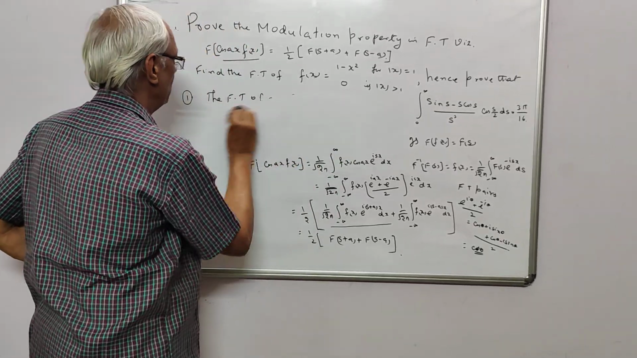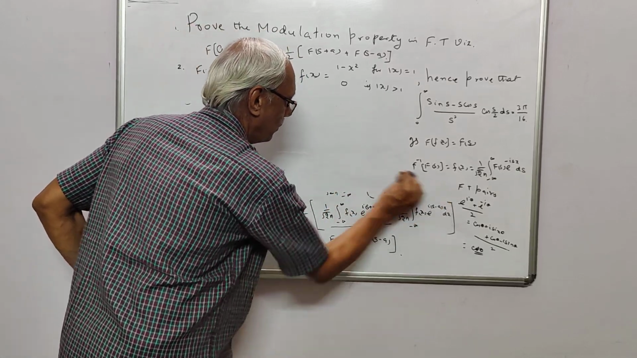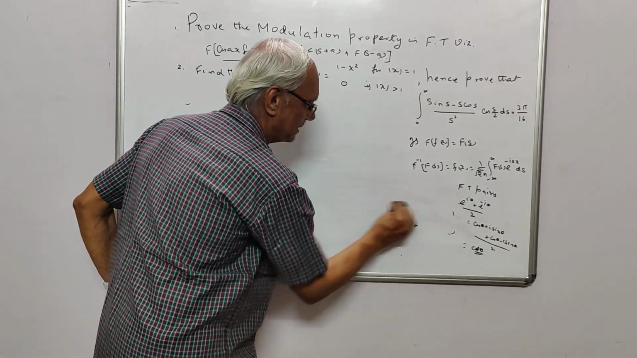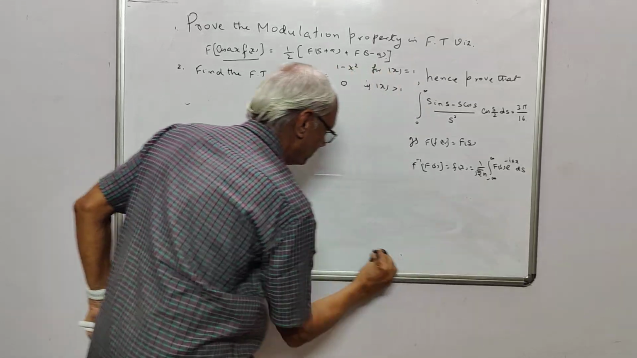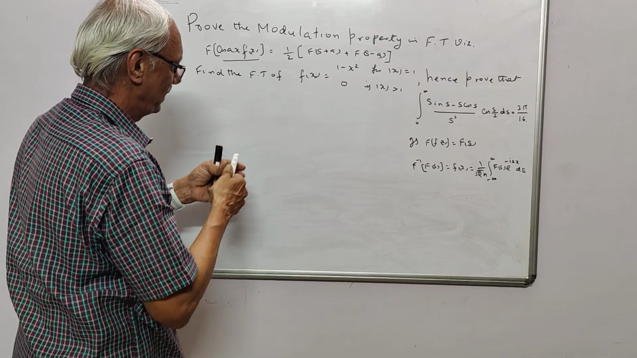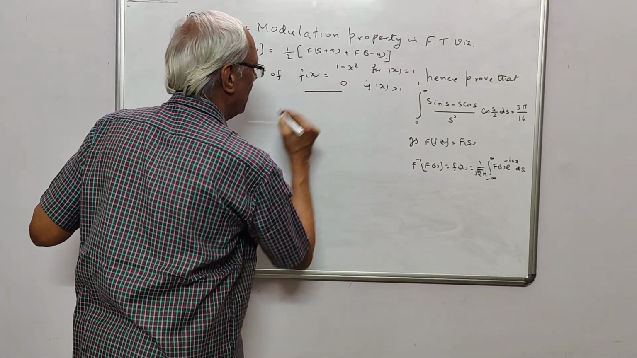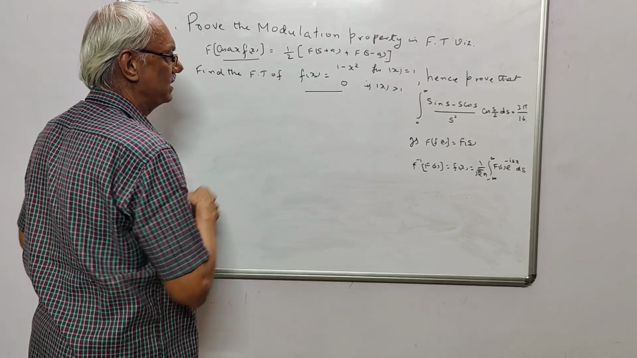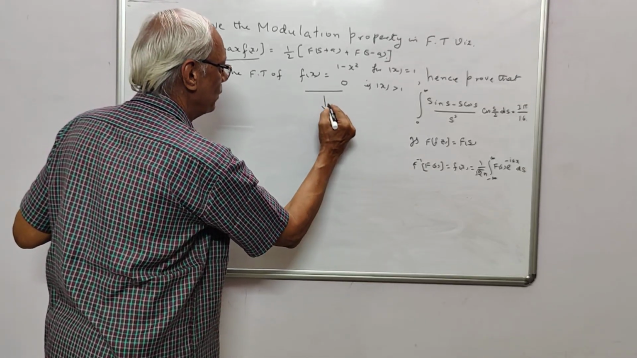Now let me start doing the second problem. What is the second problem that I have given? The second problem is, say you are given this function, and you are asked to find the Fourier transform of this. Before doing this, I will explain what is the meaning of this.